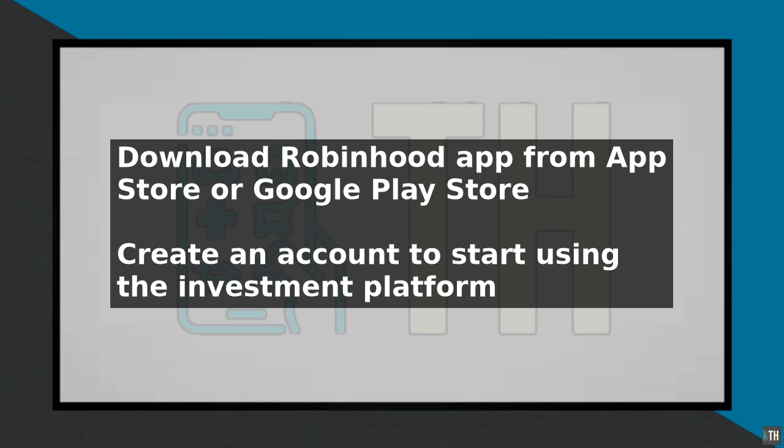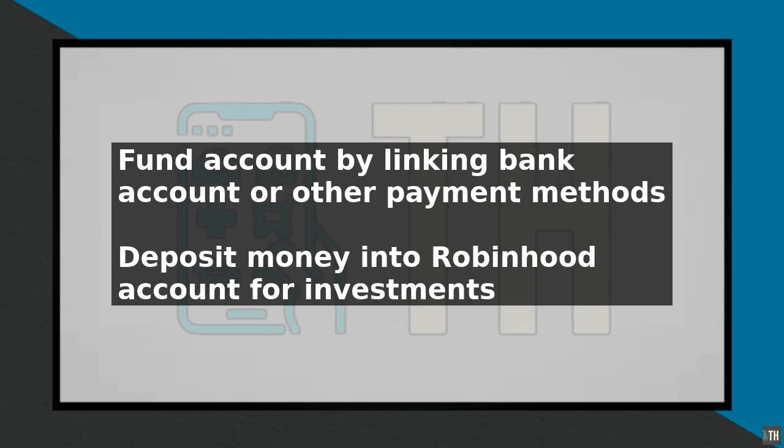investments. The home screen of the Robinhood app displays your portfolio, which shows the current value of your investments. You can also view your watch list, which is a list of stocks or other investments that you are interested in but have not yet purchased.